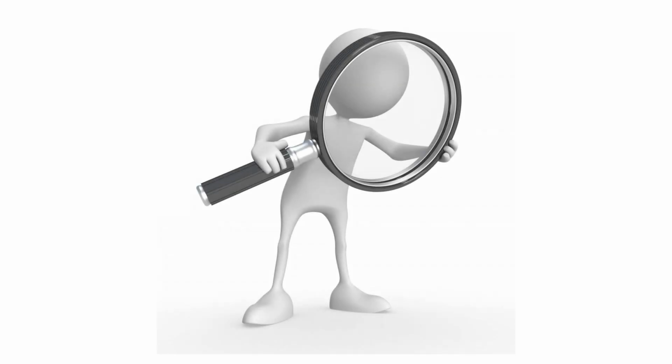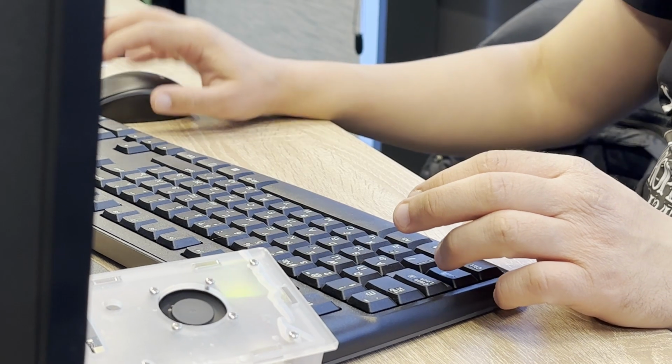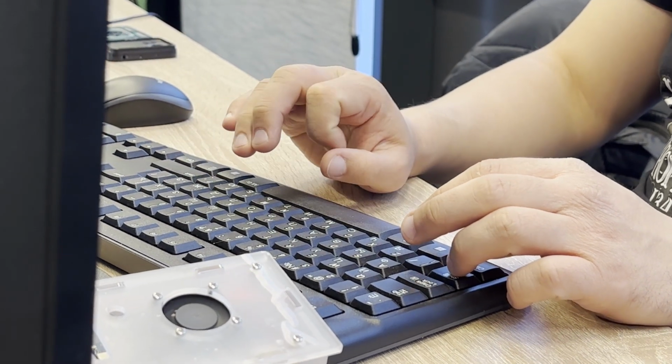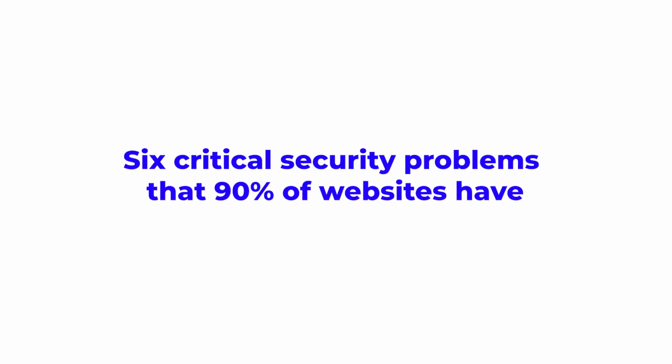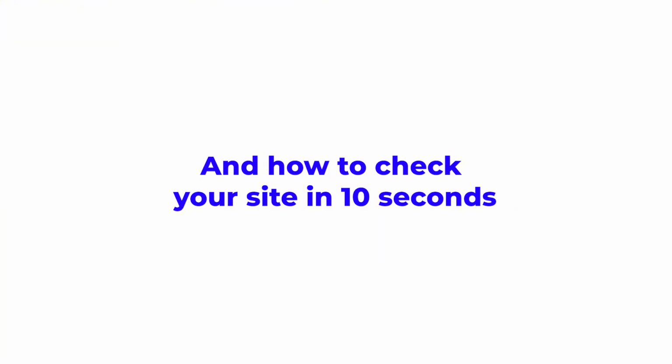I tested a random website's security and got an F rating. Yours is probably F too. Let me show you why. Going to a security testing website, entering any site, and bam! F rating with 6 red pages. 6 critical security problems that 90% of websites have. Here's what each one means, why it's dangerous, and how to check your website in 10 seconds.